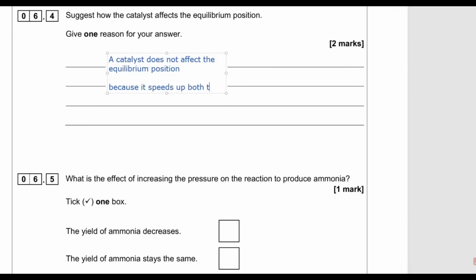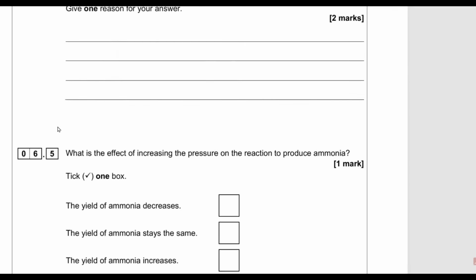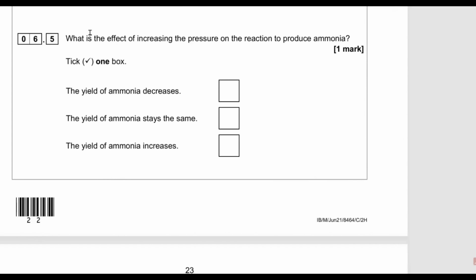So because it might double the speed of the forward reaction, it will therefore double the speed of the backward reaction. So it does not affect the position of equilibrium. The forward and backward reaction rates stay the same. Well, they're both equal to each other. They just get faster, but they both get faster by the same amount, so it doesn't affect the position.